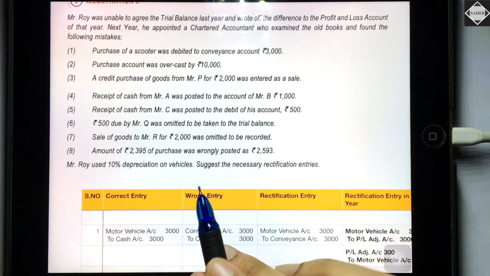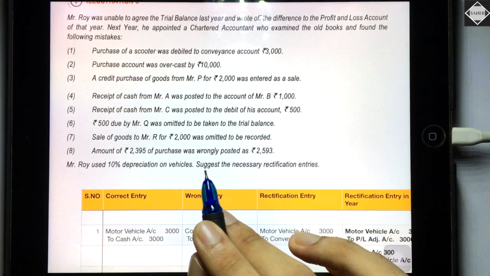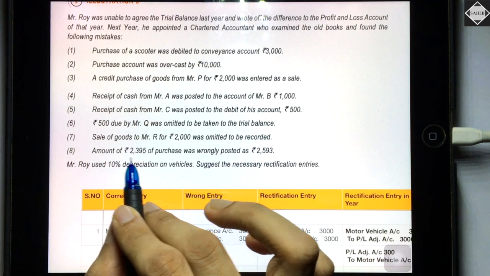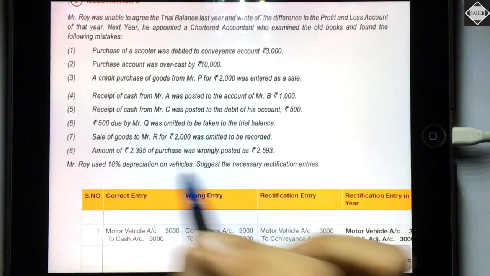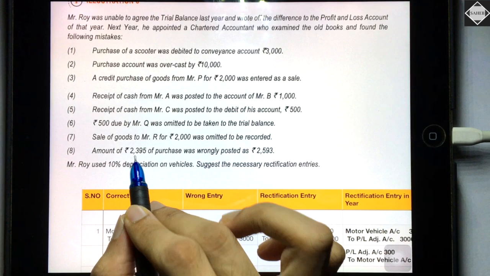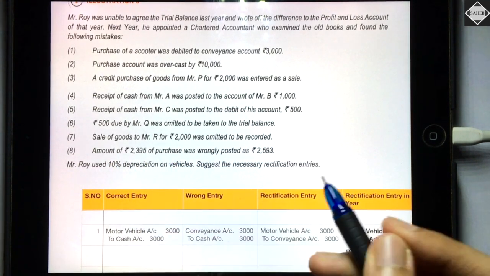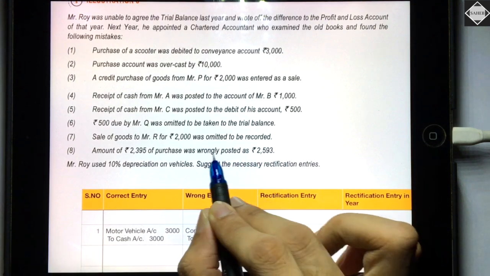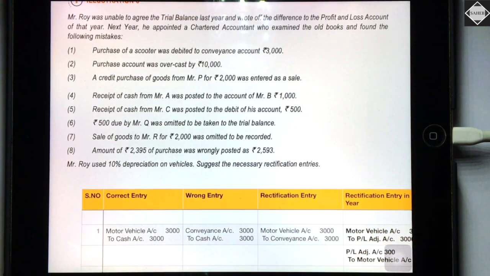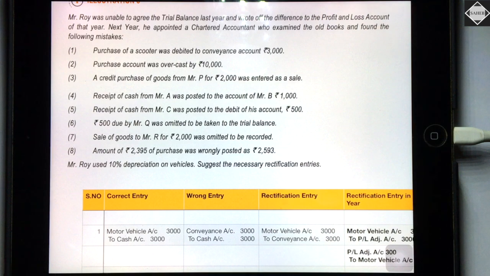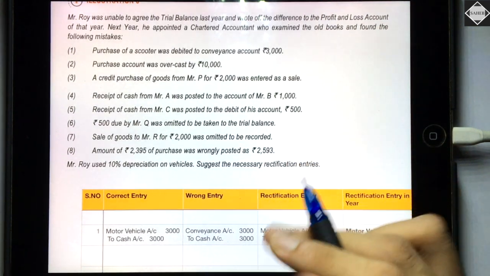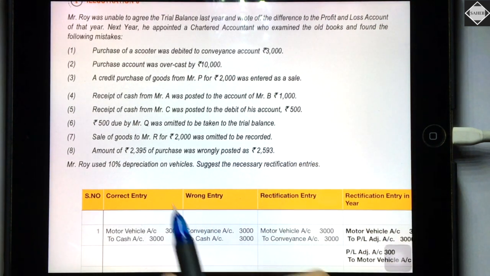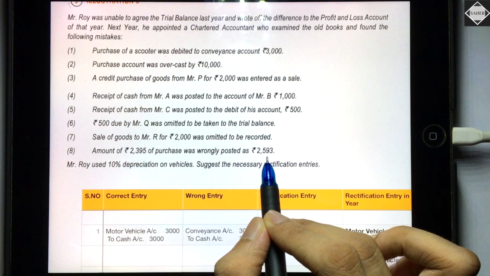Is that clear? So read the error in two parts properly. This is the correct part: amount of 2395 of purchase. Purchase happened of how much? 2395. This is the correct part. What is the wrong part? Wrongly posted as 2593. This is the wrong amount. This is the wrong part. Easy? So what do you have to do now? You just have to see whether it's recorded more or less. 2395 and here it is 2593.